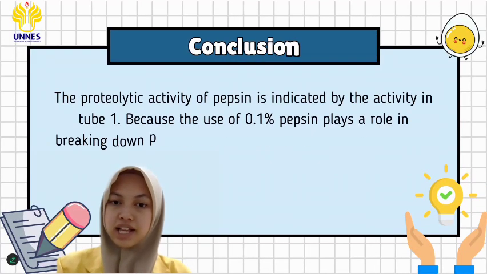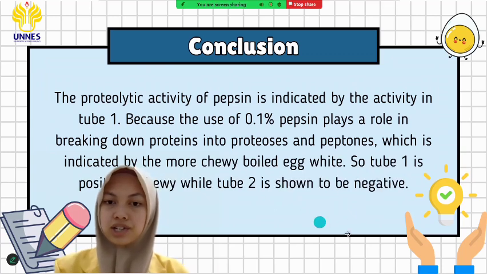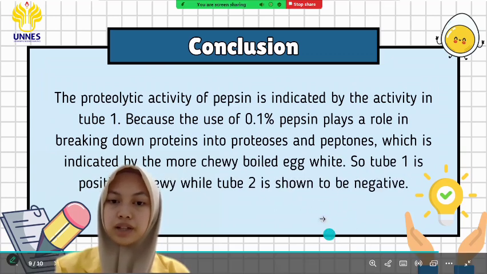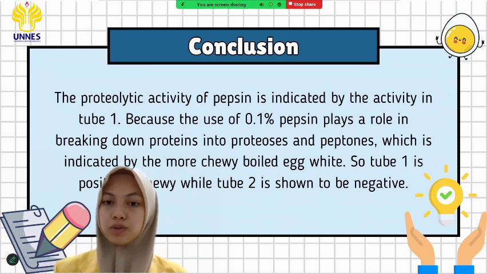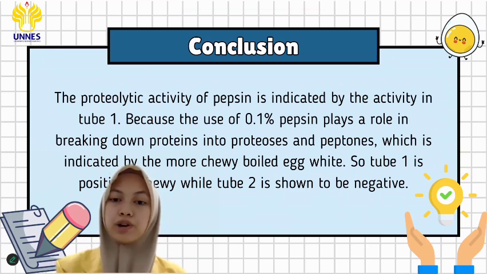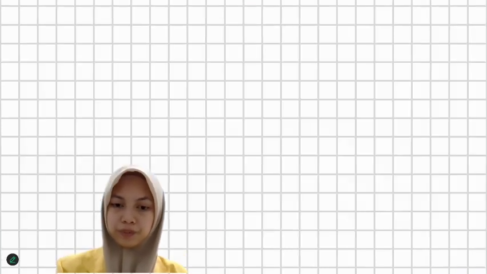The last is the conclusion. In this practicum, the proteolytic activity of pepsin is clearly visible in tube 1, where pepsin successfully breaks down protein into protease and peptide, indicated by the more elastic texture of the egg white. So, tube 1 shows a positive result while tube 2 shows a negative result.